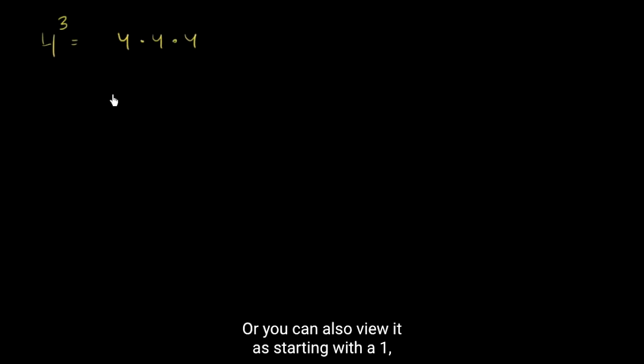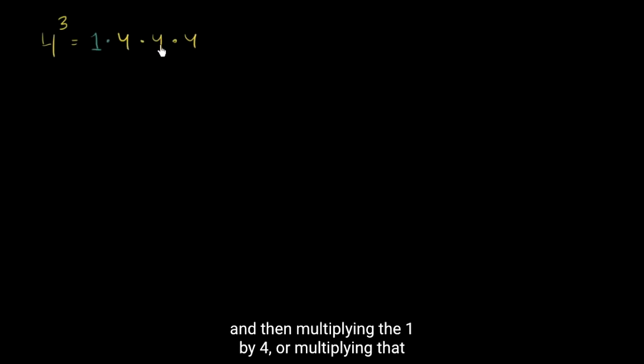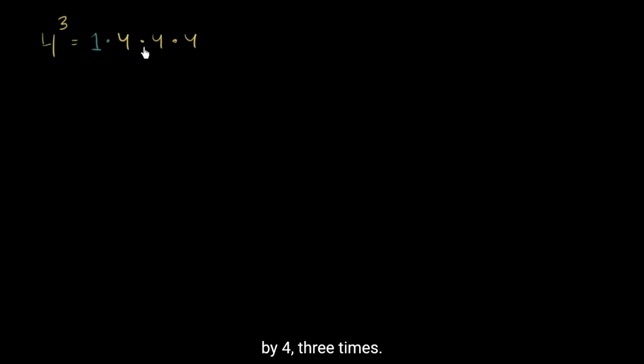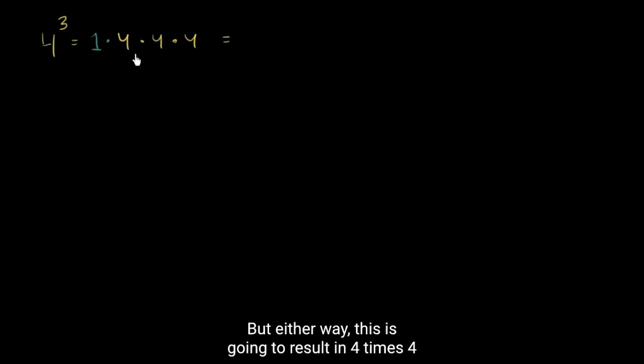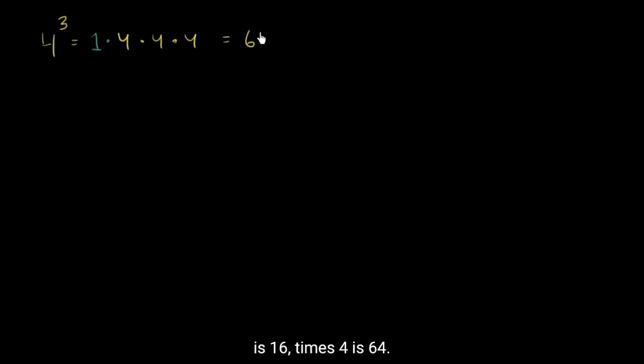We already know a good bit about exponents. For example, we know if we took the number 4 and raised it to the third power, this is equivalent to taking 3 4s and multiplying them. Or you could also view it as starting with a 1 and then multiplying the 1 by 4, or multiplying that by 4 3 times. But either way, this is going to result in 4 times 4 is 16, times 4 is 64.